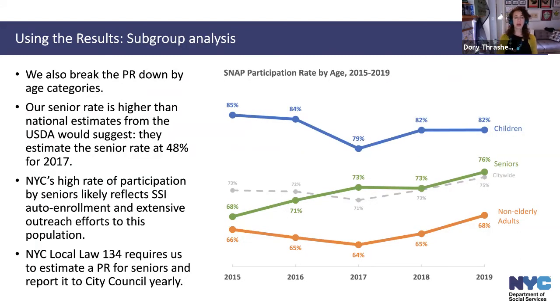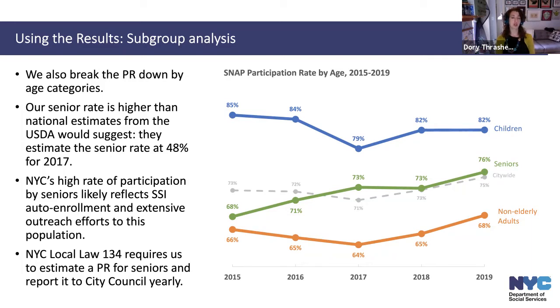We also break the participation rate down by age categories, and this is as granular as we get. We don't do it by borough or by race or any of those other things that we could, because we just actually don't trust that the estimation process is valid at smaller subgroups. So you see here that our children are our highest participants at 82%, seniors at 76%, which is very, very close to the citywide average, and our non-elderly or working age adults is 68%.